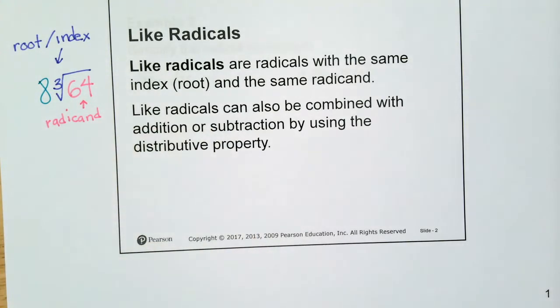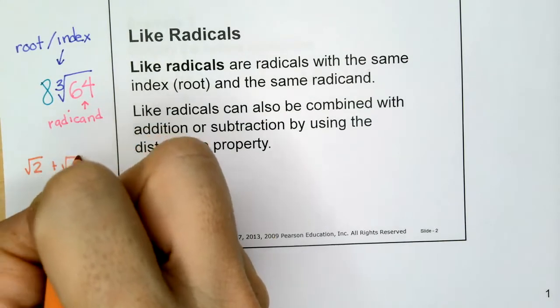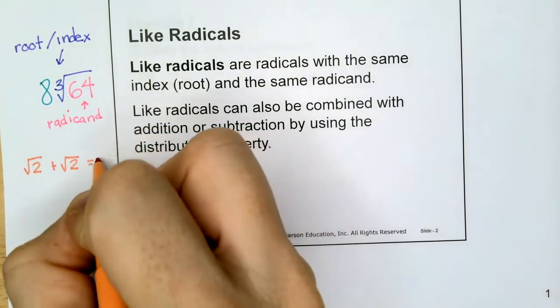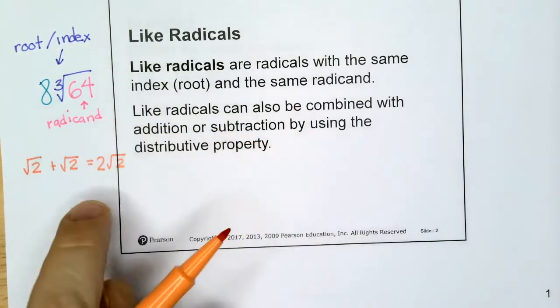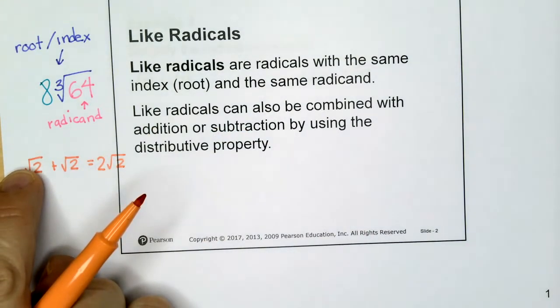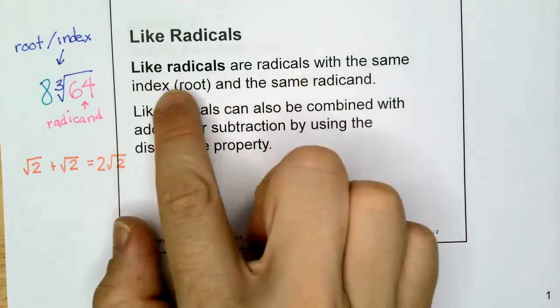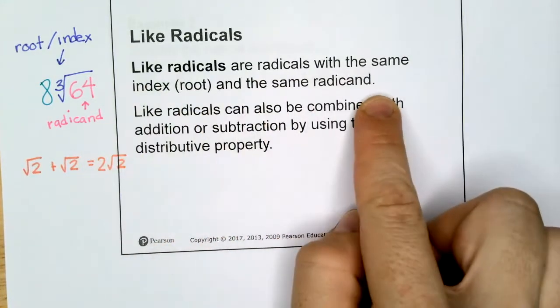So you can combine, like if you have the square root of 2 and the square root of 2, you can say that that is 2 square root of 2, because it's an understood 2 right here. Okay, those are common. Like radicals are radicals with the same index and the same radicand.